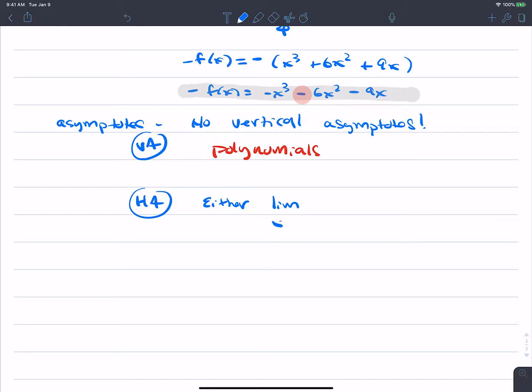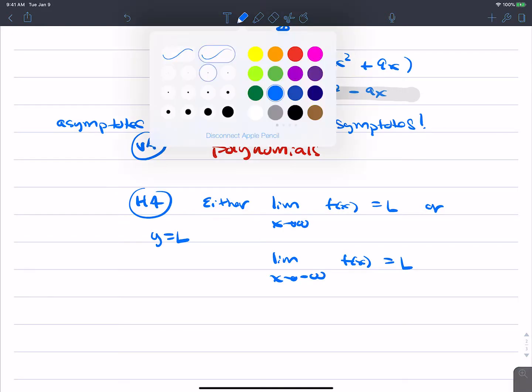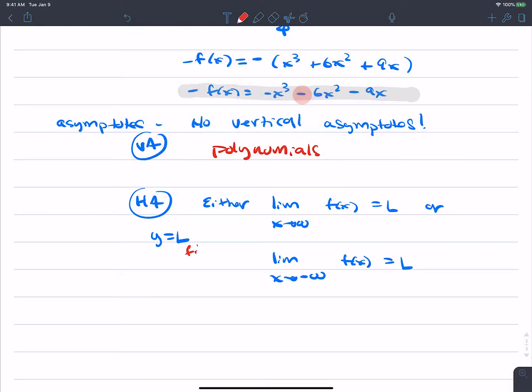The limit as x goes to infinity of the function is a finite value L, or that limit as x goes to minus infinity of the function is a finite value L, right? Either of those have to be satisfied in order to have a horizontal asymptote, and that happens at y is L, all right? That has to be finite. So remember that L has to be finite.